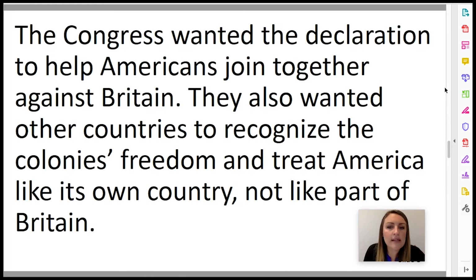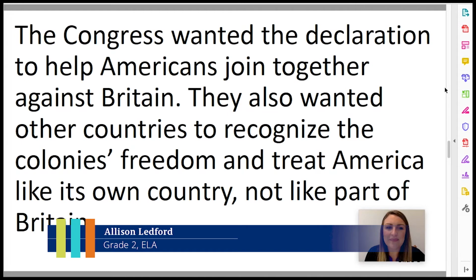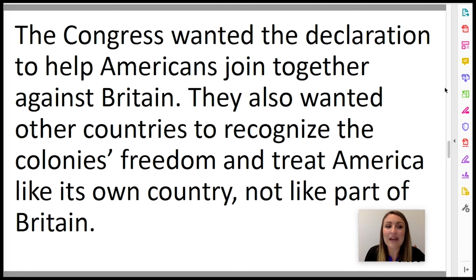The Congress wanted the Declaration to help Americans join together against Britain. They also wanted other countries to recognize the colony's freedom and treat America like its own country, not like part of Britain. Did you hear any other things the Continental Congress may have wanted for an accomplishment of the Declaration of Independence? Yes, I heard some too. Let's write those in our notes.